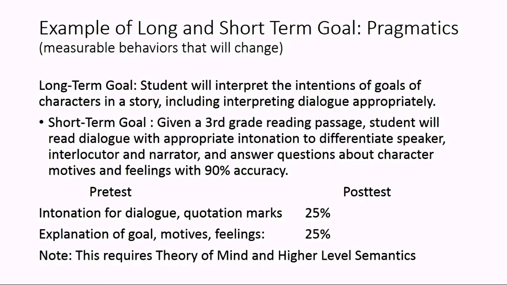Okay, another area, pragmatics. Long-term goal: student will interpret the intentions and goals of characters in a story, including interpreting dialogue appropriately. Short-term goal: given a third grade reading passage, student will read dialogue with appropriate intonation to differentiate speaker, interlocutor, and narrator, and answer questions about the character's motives and feelings with 90% accuracy. This requires theory of mind and higher level semantics.